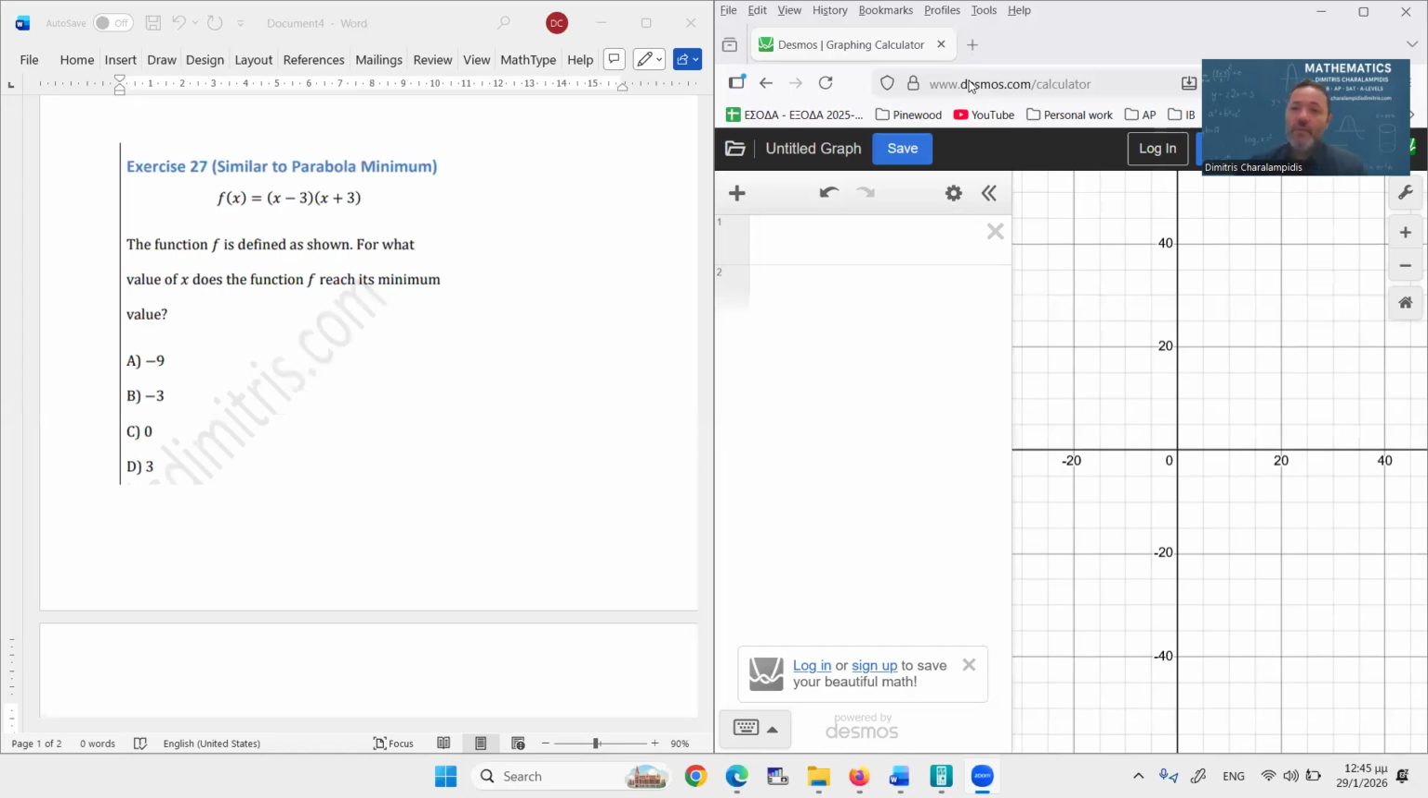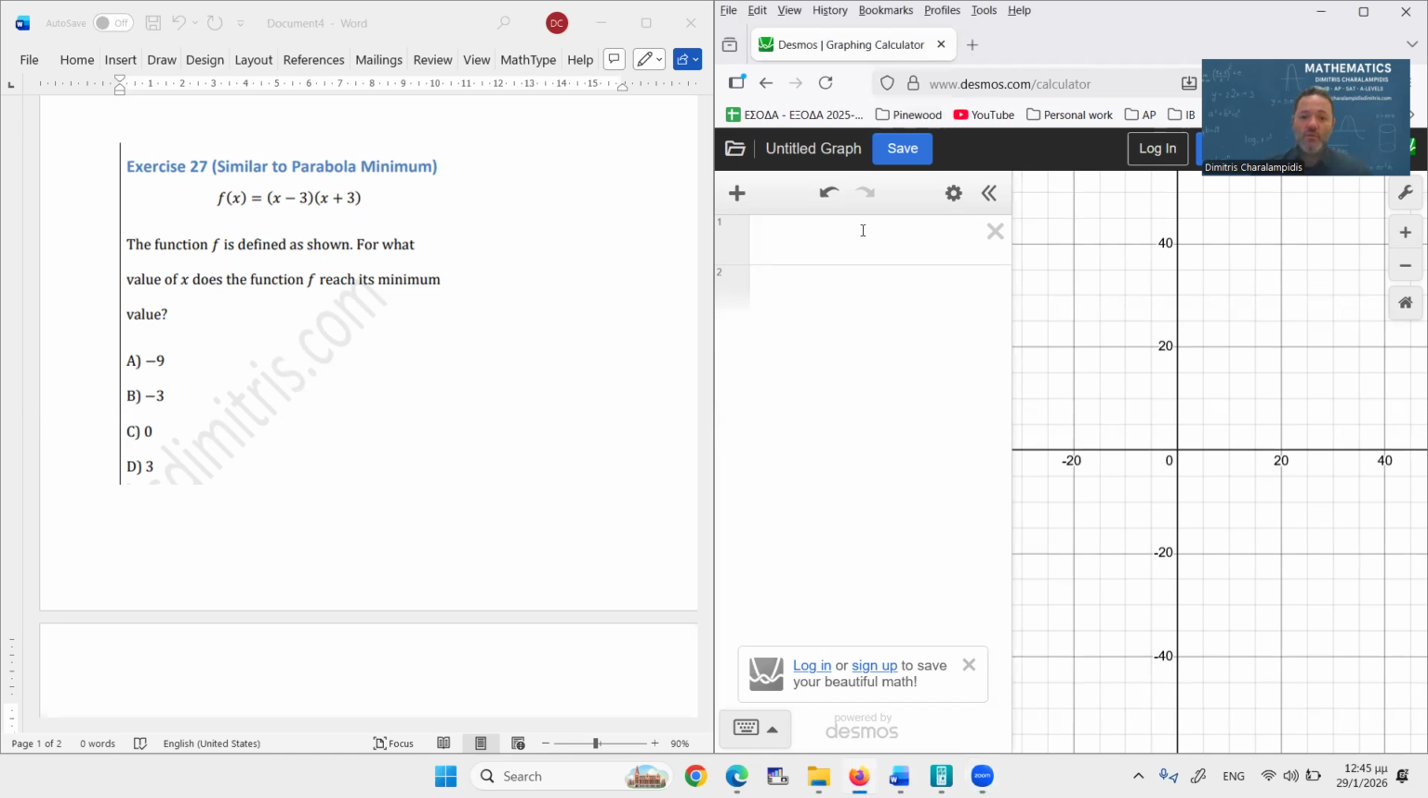Exercise 27. In this one, we'll talk about how to find the minimum of a given function. Let f of x be equal to (x minus 3) times (x plus 3). For what value of x does this function reach its minimum value? Since we are working with Desmos, I don't need to do anything further.